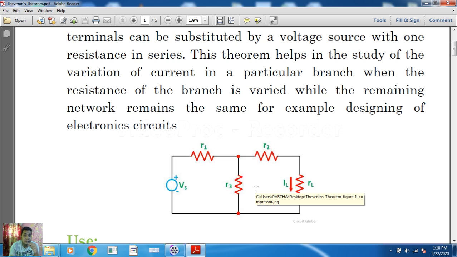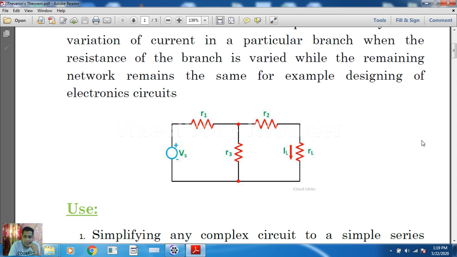Application-wise, this theorem can be applied in electronic circuits, where a little change in a circuit parameter, that means the value of a resistance, makes a little change in the current value, and that can operate some larger device. That means it can switch on or switch off a larger device which has a higher current or voltage rating. The basic concept is that we reduce a complex circuit to a simpler one, which will contain only an equivalent voltage source, an equivalent resistance, and the load resistance.